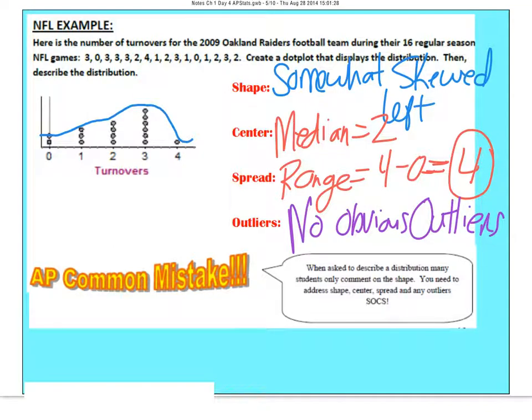The last thing to keep in mind: are there any gaps or clusters that are obvious? In this one, there aren't, so you don't actually need to mention that. But be really careful. If you have a data set where the dot plot looks somewhat bimodal, with clusters here and here and a gap in between, you would need to mention that, otherwise you would lose some points.